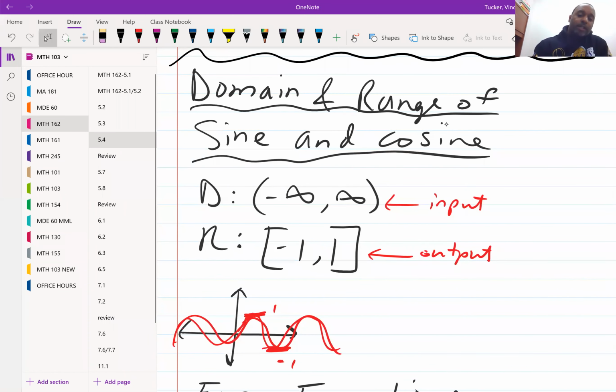And so if you were to look at the sine curve and the cosine curve, it's a wave, and it will go at the peak up to 1, down to -1, but it goes on to infinity to the right, on to infinity to the left. Lets you know that you can plug in anything to cosine and sine.